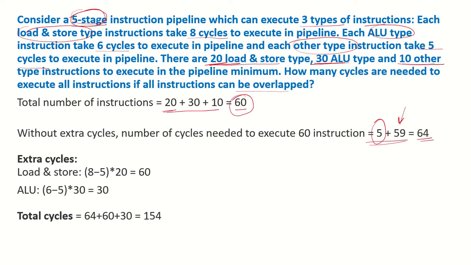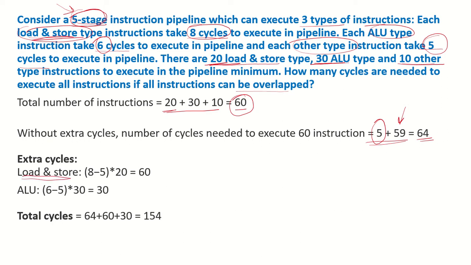Now some of these instructions are taking some extra clock cycles, like load and store is taking 8, though normally it should have taken 5 because it is a 5-stage pipeline. ALU is taking 6, whereas they should have taken 5, so it is requiring 1 clock cycle extra. And the other type are requiring 5 cycles only, so they are not requiring extra cycles. So the extra cycles are being required by load and store and ALU only.